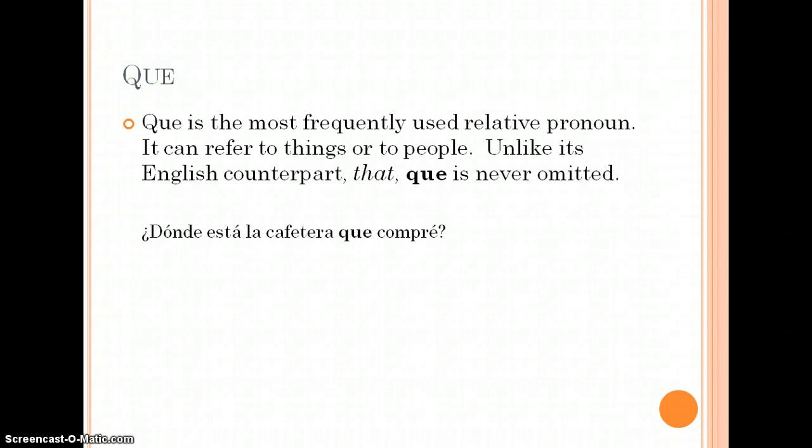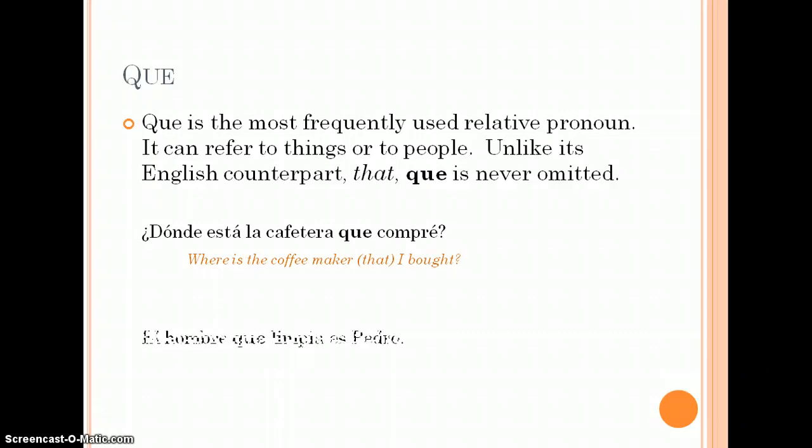¿Dónde está la cafetera que compré? Notice in English, I could just as easily say, where is the coffee maker I bought? But in Spanish, we have to have that que. Otro ejemplo. El hombre quien limpia es Pedro.